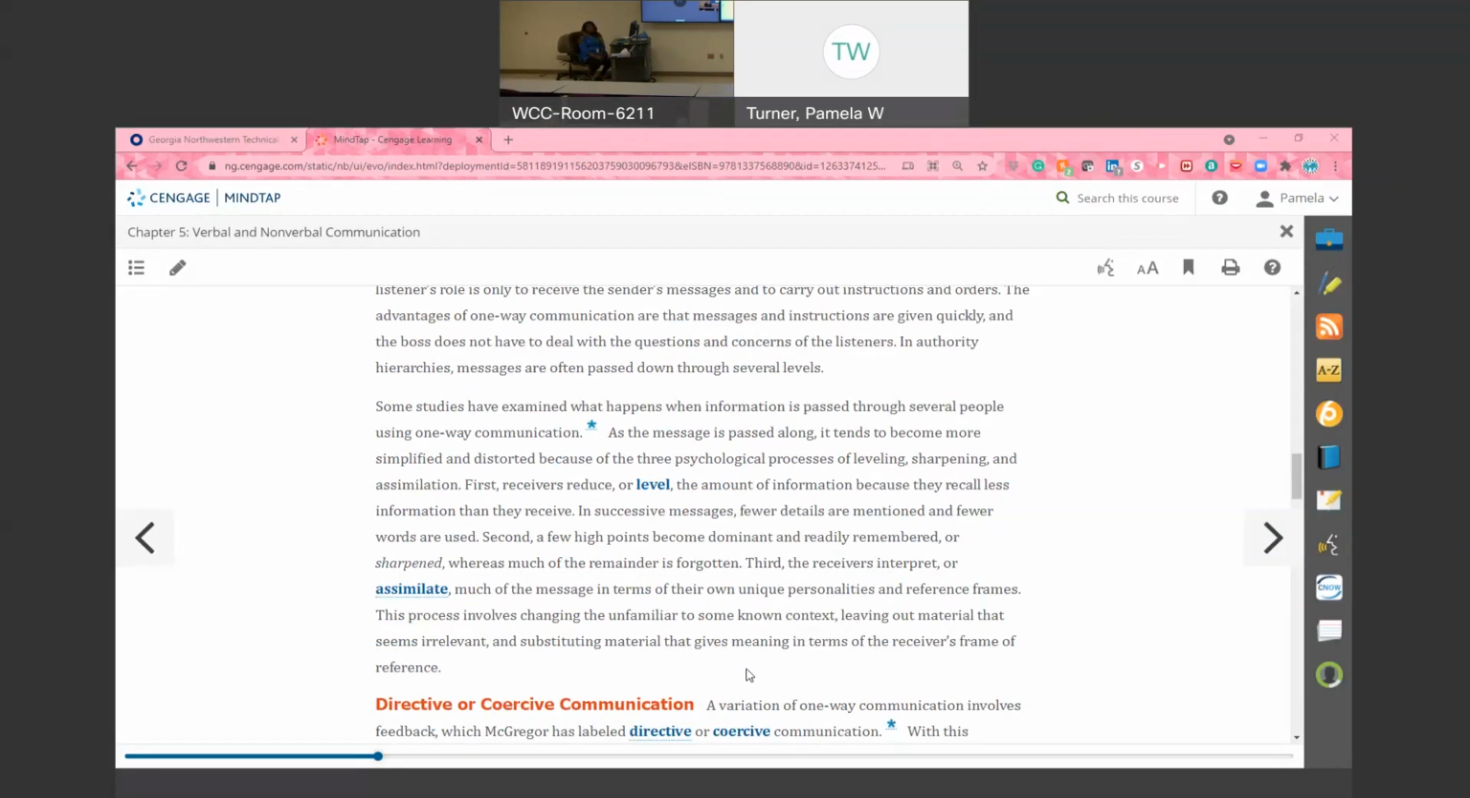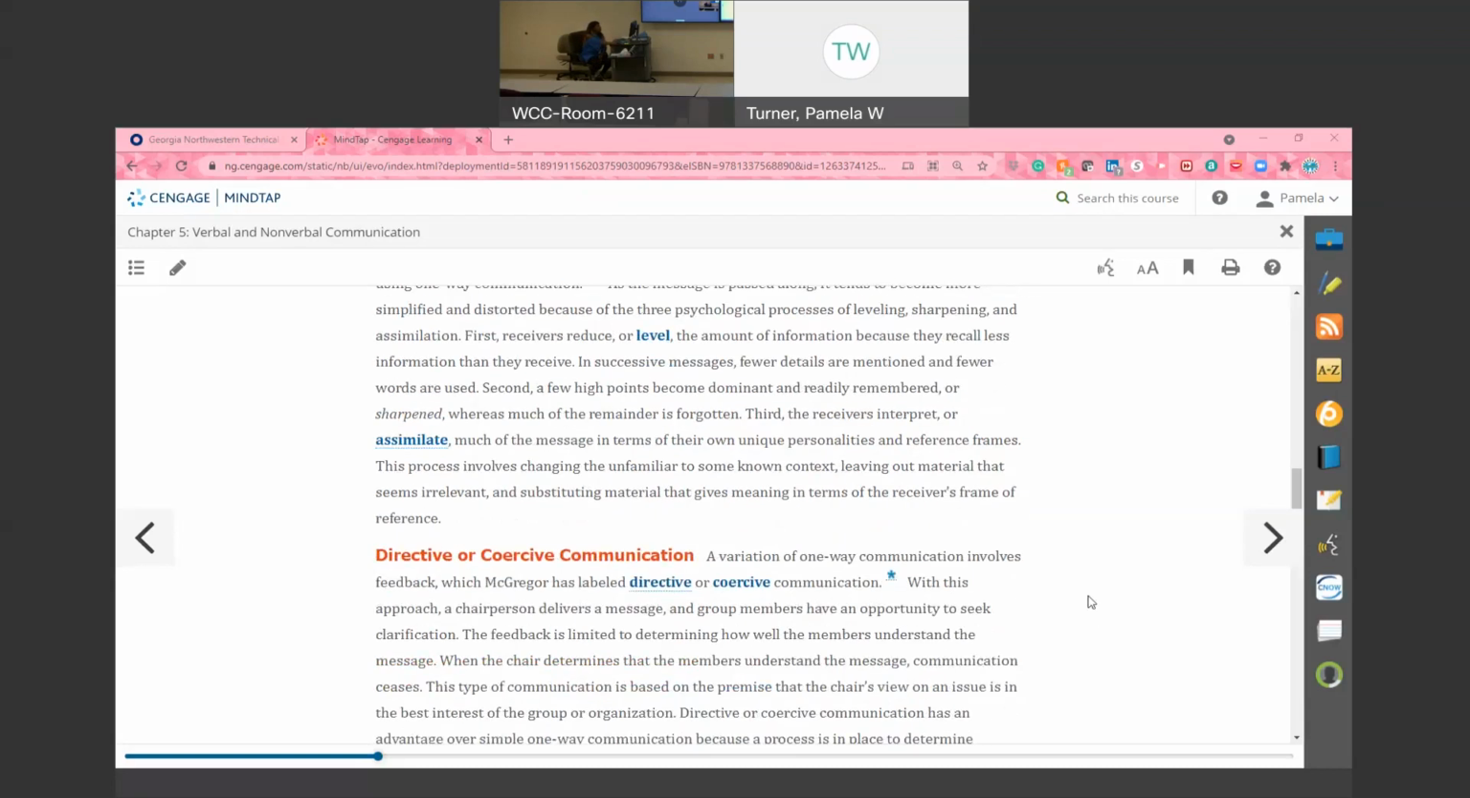As I receive that information at the third level, the message becomes more dominant, readily remembered and sharpened, whereas the rest of the remainder is forgotten. When it goes to the next person, they're going to sharpen it further. Third, the receiver interprets or assimilates much of the message in terms of their own personality and reference frames. So by the time we get to the third person, it has been leveled, it has been sharpened, right? And then it has to be assimilated. Assimilation is the way that I understand it.